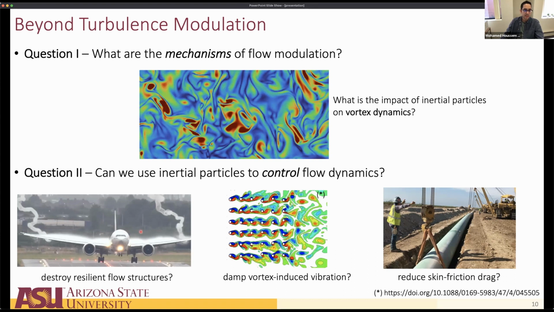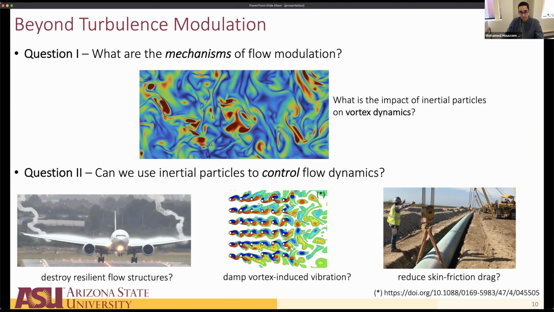So perhaps in applications where we have these resilient flow structures like here, trailing wingtip vortices, perhaps spraying some water droplets can disrupt these flow structures very quickly and make it a little safer for airplanes to land. Perhaps in applications where you want to damp vortex-induced vibration, you can add some particles and see a damping of those vibrations.